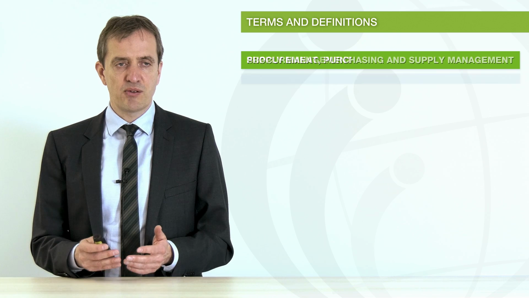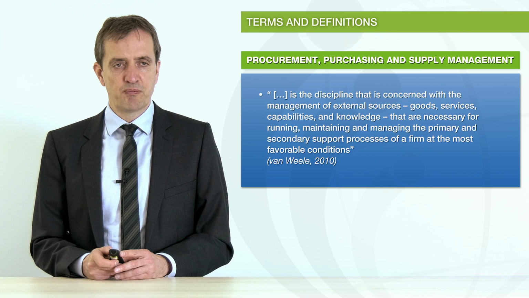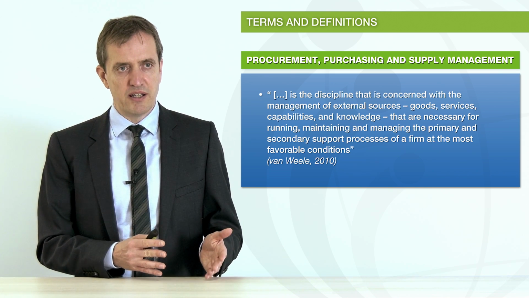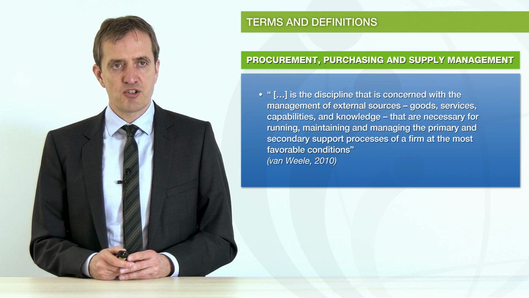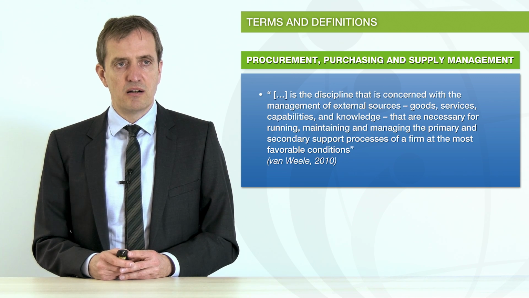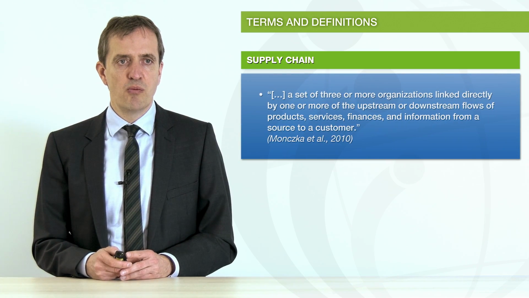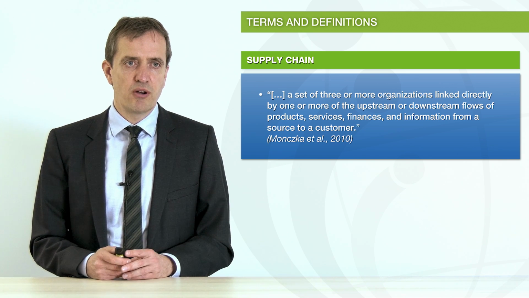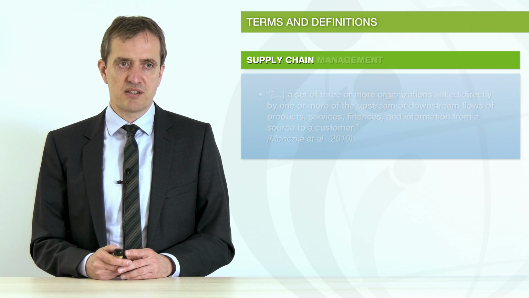For our needs, we relate to the PSM definition of van Weele, and we distinguish between the operative purchasing and the more strategic supply management. Supply management as well as purchasing are integrated elements of supply chain management or the management of a supply chain. A supply chain is a set of 3 or more organizations linked directly by one or more of the upstream or downstream flows of products, services, finances and information from a source to a customer.